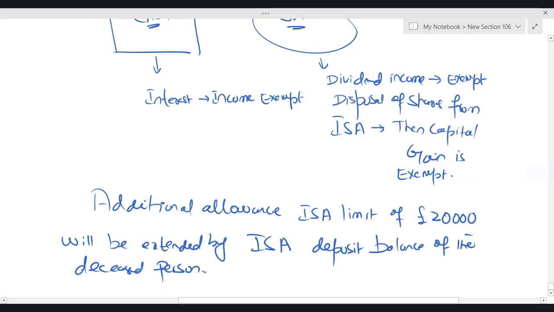Let's say we are talking about couples. If one of them is deceased and that person has utilized an ISA limit of 15,000, then for the surviving spouse, the limit will be 35,000. So the additional allowance, the ISA limit of 20,000 pound, will be extended by the ISA deposit balance of the deceased person. So it is very important. Okay. Now what else? Let's come here.